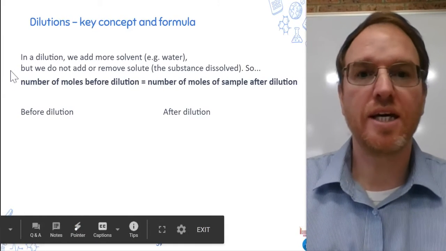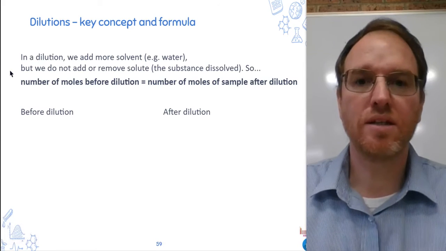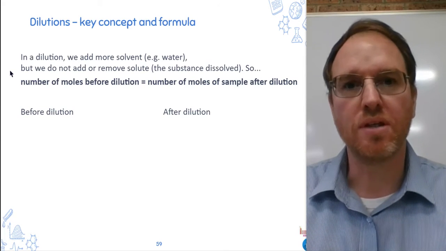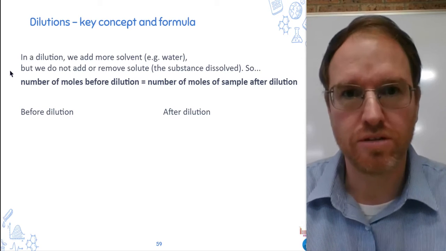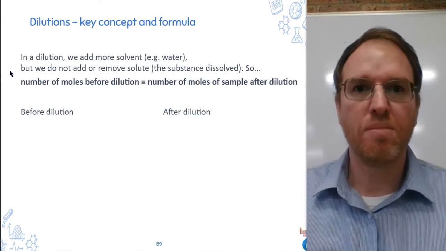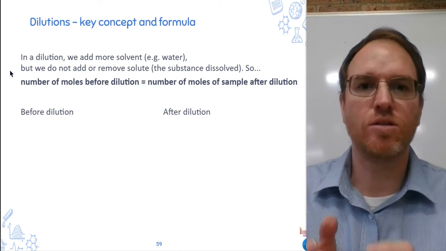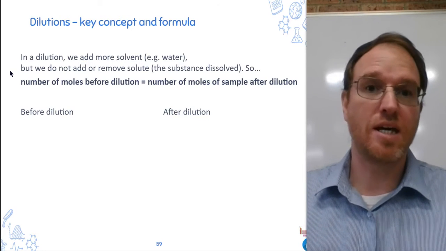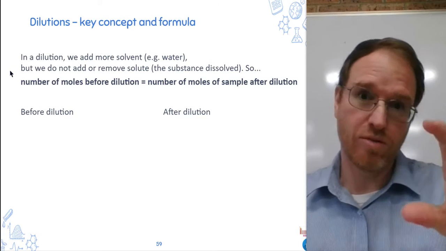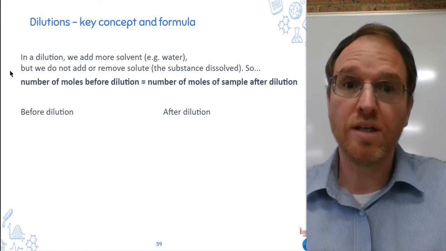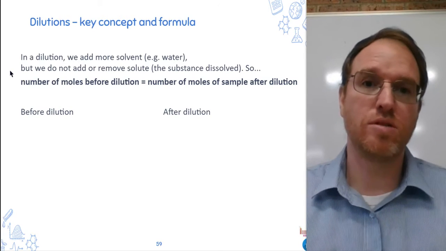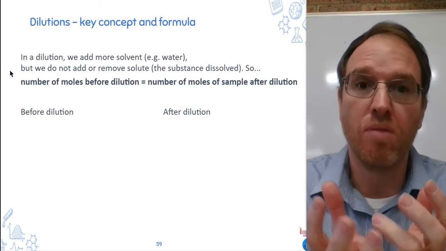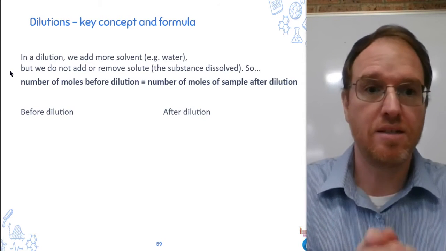How do we do the calculations involving dilutions? There's one key concept, and if you get that, it falls into place. When you dilute something, you add more solvent, often that's water, but you do not change the amount of the solute, the substance dissolved in there. For example, if I had 10 grams of salt in 100 mils of water, and then I add more water, I've still got 10 grams of salt in there. So it doesn't matter how much you dilute things, the number of moles of the substance stays the same.